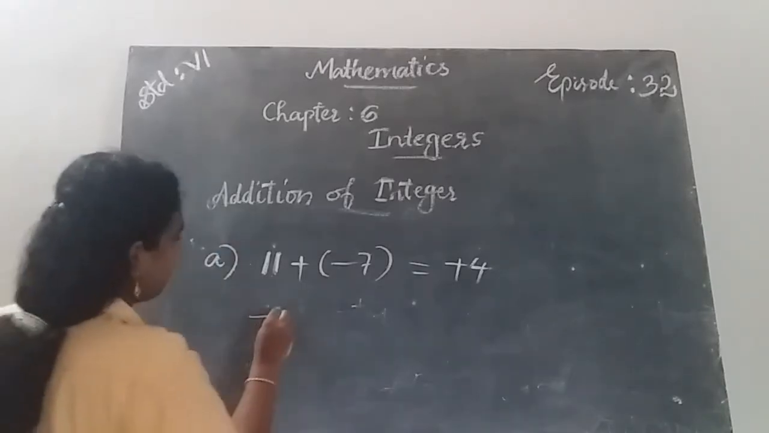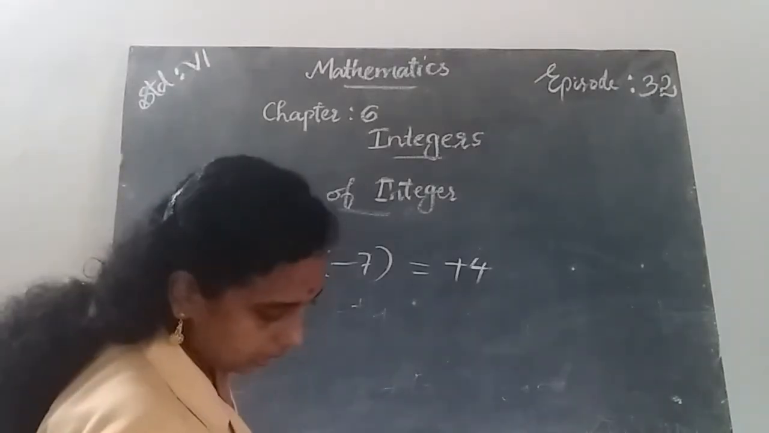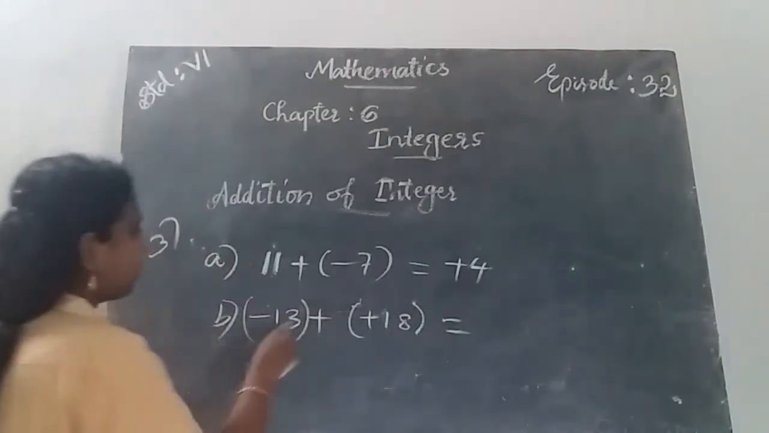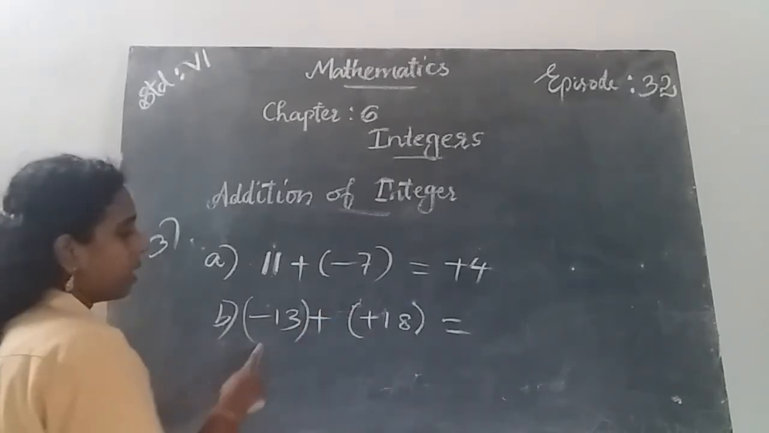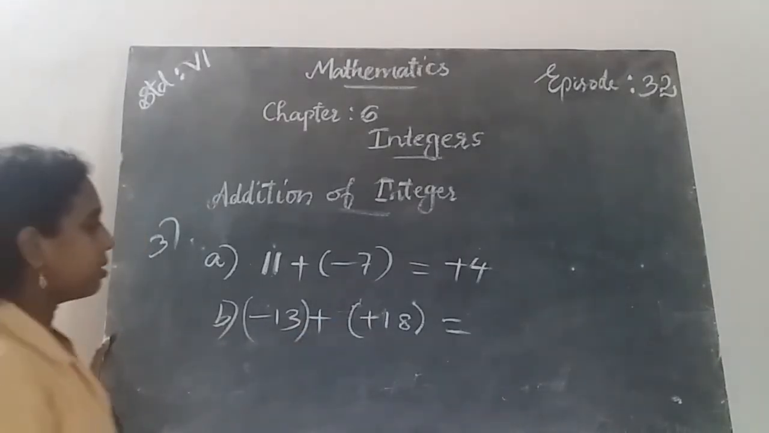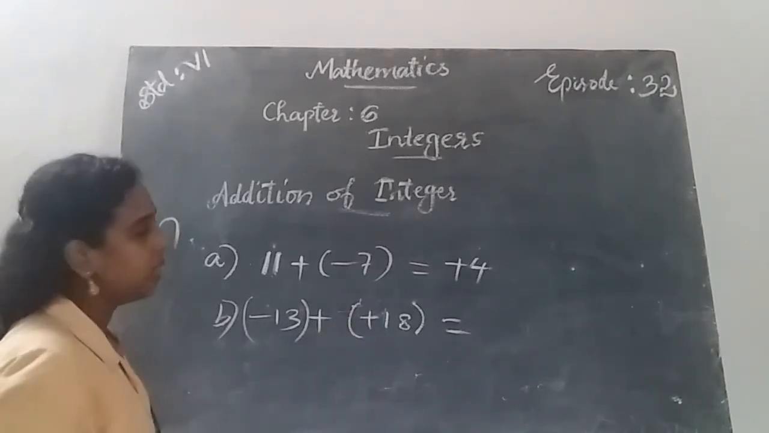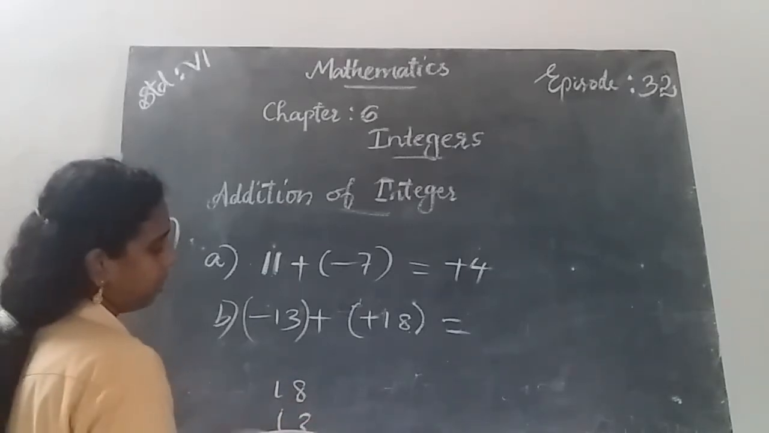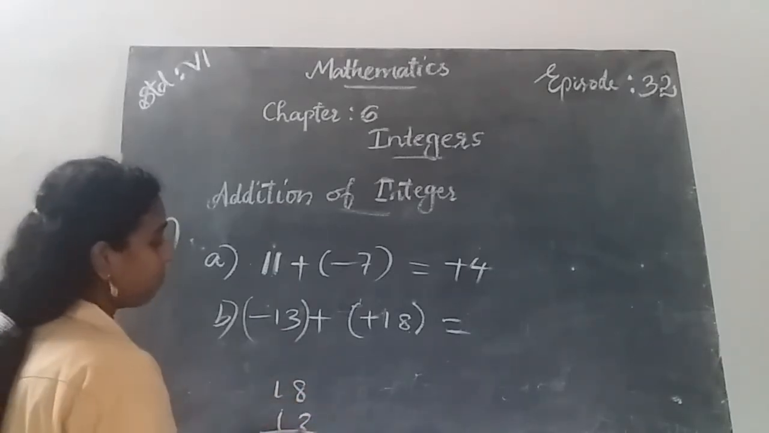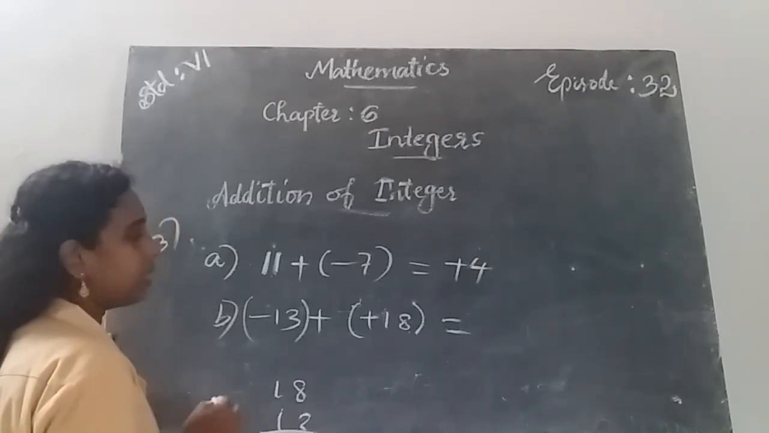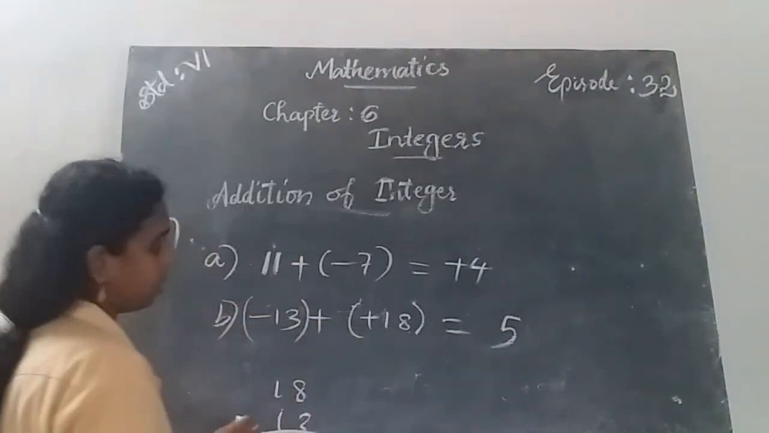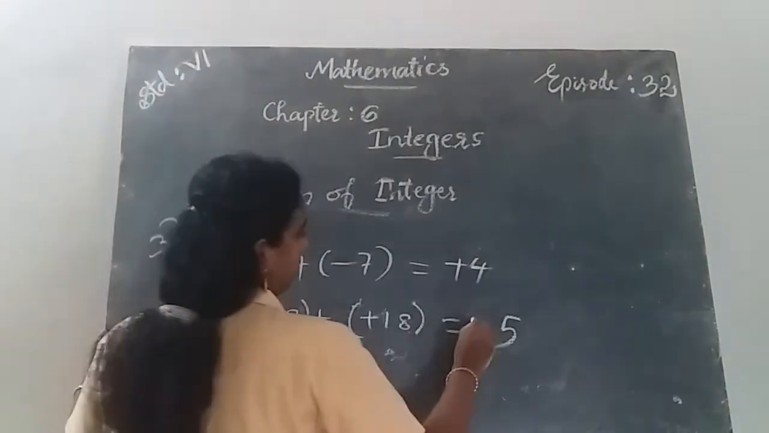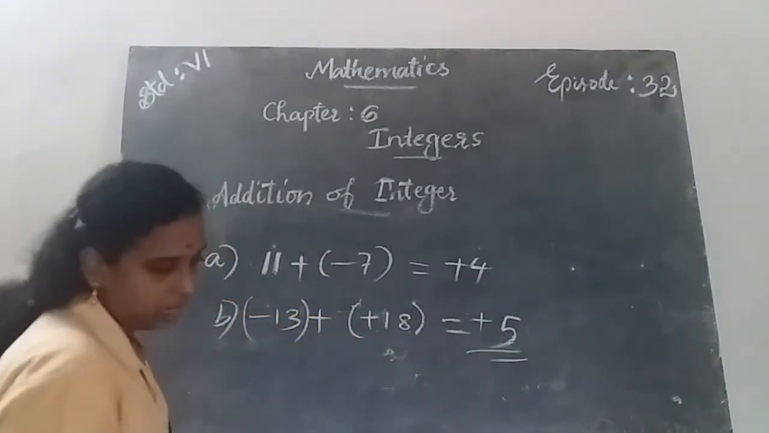Then the second question, negative 13 plus 18. Here also one positive integer and one negative integer. Then we subtract these two numbers and take the sign of the biggest number. So here 18 minus 13, it's 5, and put the sign of the biggest number, and here 18 is biggest, so put the sign of 18, that's positive. So we get positive 5.